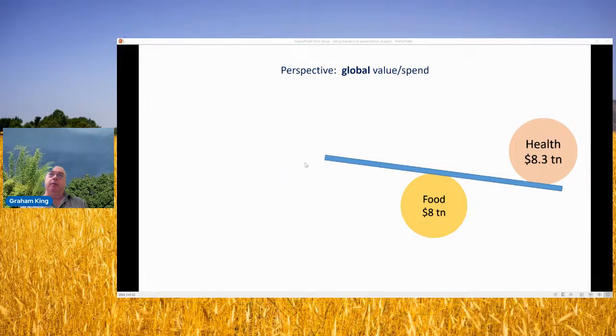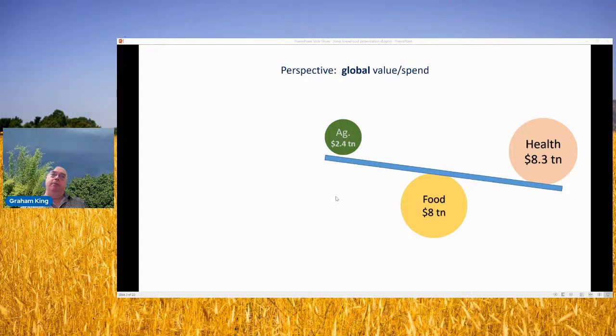If we step back and think about numbers and money, the world in general spends around 8.3 trillion on health. These are very rough figures, but they give a feel for the relative amount. Food supply in general is again around that 8 trillion mark, and yet agriculture, as an industry in terms of turnover, is only around 2.4 trillion. So we need to bear that in mind.